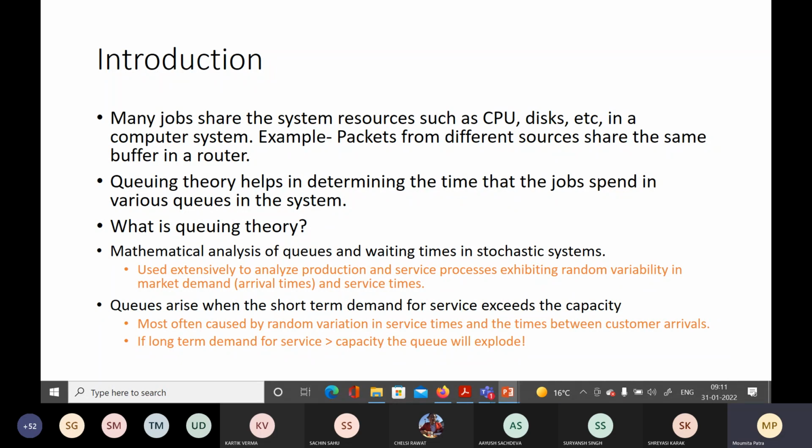So what is this? It says it is theory, but what is it exactly? What is queuing theory? It is nothing but mathematical analysis of a system. Why are we doing this? What is our objective in doing this analysis? We have already found out the objective, that is, we want to determine the average time that the job will spend in the queue in servicing the process. So it is nothing but mathematical analysis of queues and waiting times in stochastic systems.